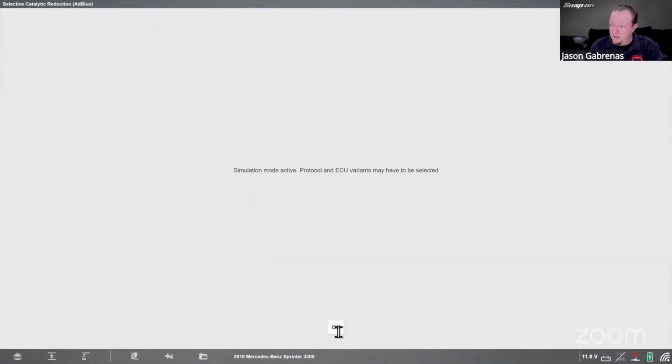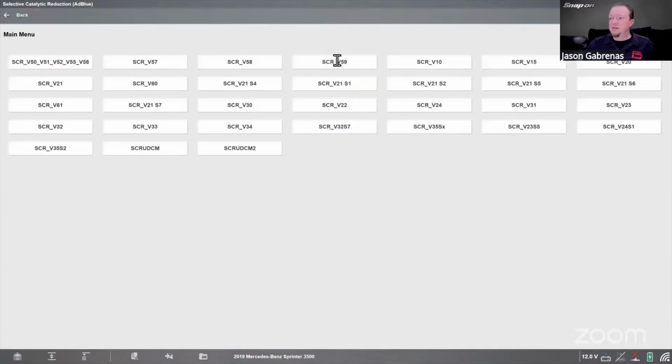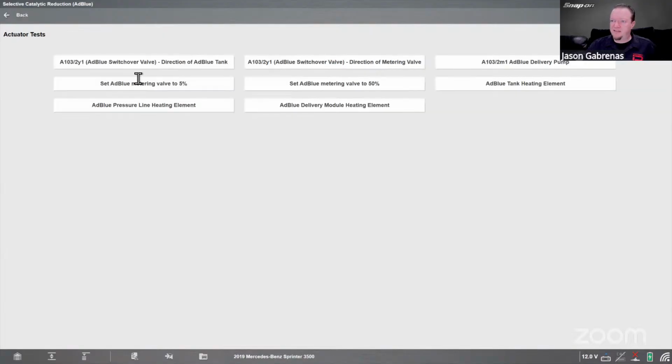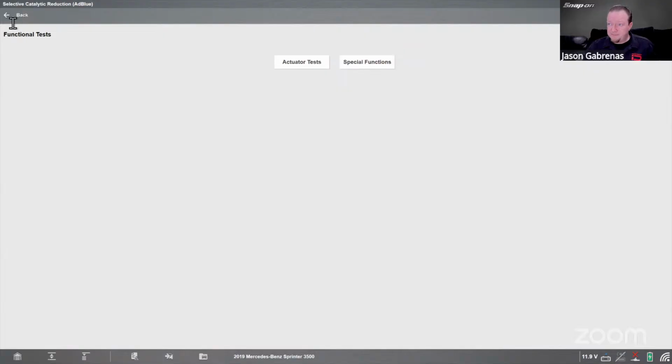So if we go in there, I'm just going to pick the first one, and then we get some functional tests, special functions. So resetting calculated fill level, AdBlue return, visual leak test, dynamic tests of the delivery pump. Actuator tests, we've got switchover valves, delivery pump, turn it on and off. Heating element, set the metering valve to 5% or 50%. Pressure line heating element, module heating element. So all sorts of tests available there.